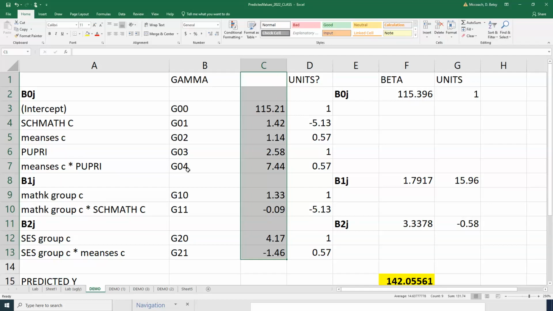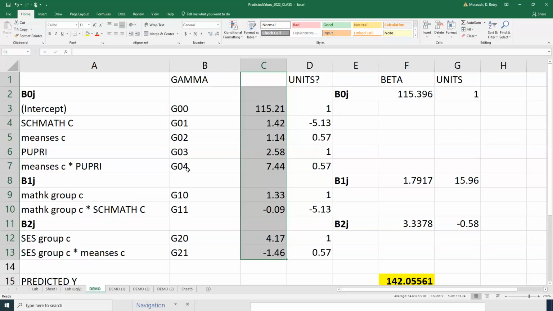So school math centered is 1.42, right? And we said that they were 1 unit below the mean on school math centered. So I put in here -5.13, right? Okay, great. And then I have mean SES. I said they're 1 standard deviation unit above the mean on mean SES. So I'm plugging in the 0.57 that I had over there, right? And that's going to get multiplied by my coefficient.